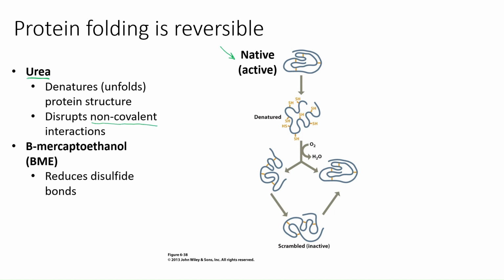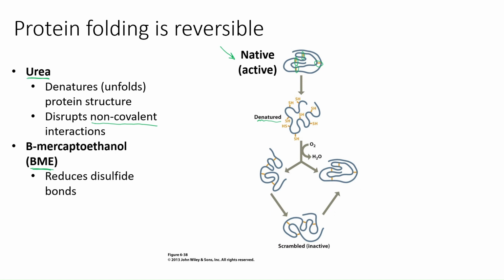The other thing you'll need to do to unfold many proteins is reduce disulfide bonds. Disulfide bonds, as we know, are covalent bonds. Urea is insufficient to disrupt disulfide bonds, and so you'll need a reducing agent like beta-mercaptoethanol, or BME. And we learned a couple of chapters ago how BME can be used to reduce disulfide bonds. And so once you've added urea and BME, you've fully denatured or unfolded this protein.